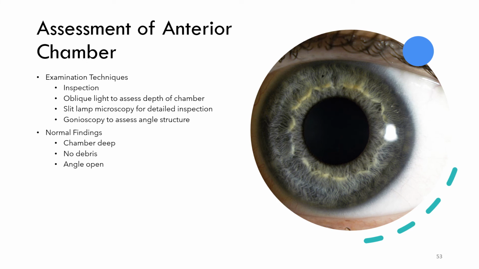When we're assessing the anterior chamber, our examination techniques are going to include inspection, oblique light to assess the depth of the chamber, slit lamp microscopy for detailed inspection, and gonioscopy to assess angle structure. Our normal findings of the anterior chamber is that it should be deep, there should be no debris, and the patient's angles of their trabecular meshwork should be open.